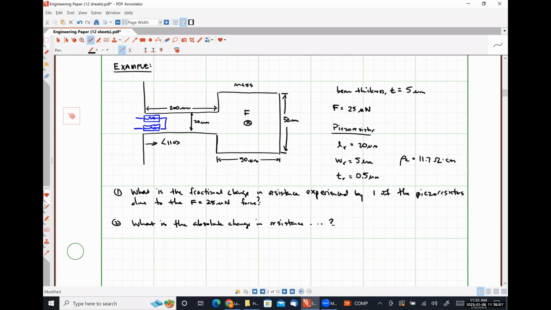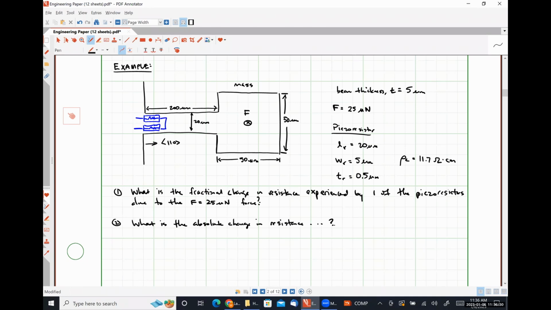Exactly right. So the maximum stress and the maximum strain for a cantilever beam occurs at the location of the anchor point on the surface of the beam. So if I want to get the maximum change in resistance due to the piezo resistive effect, I need to integrate my piezo resistive sensors at the anchor point on the surface of the beam.